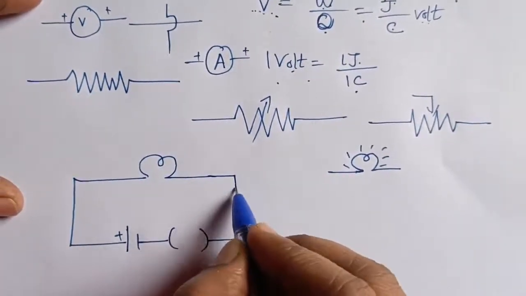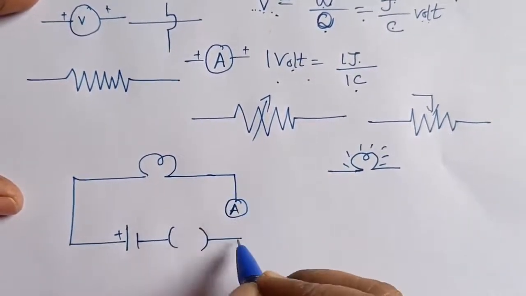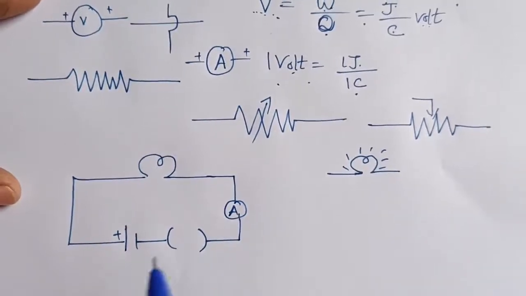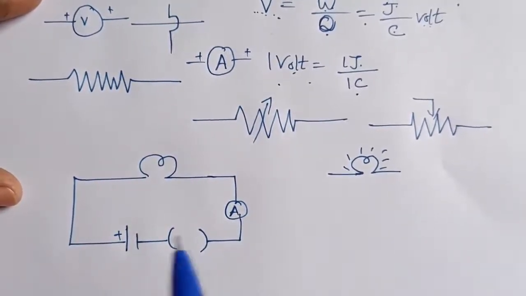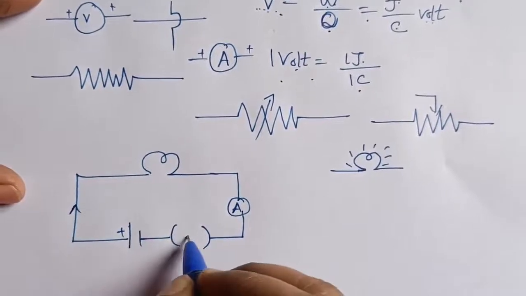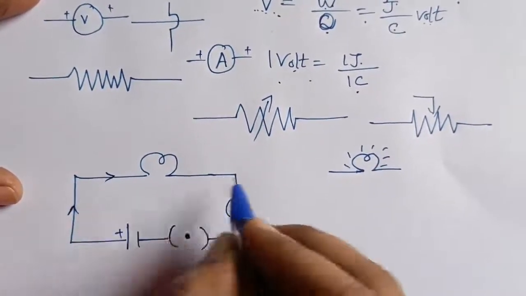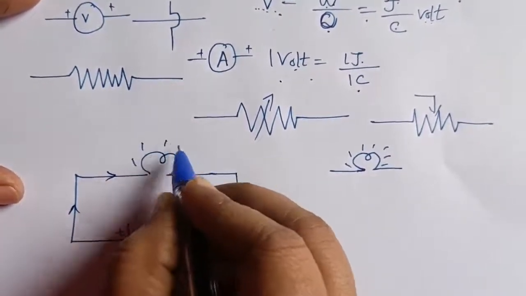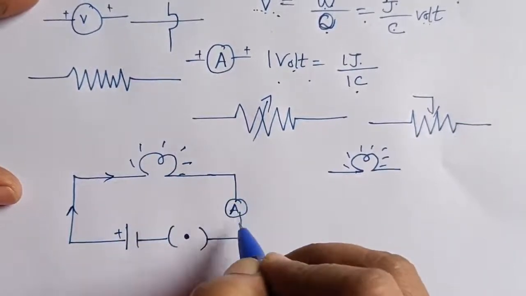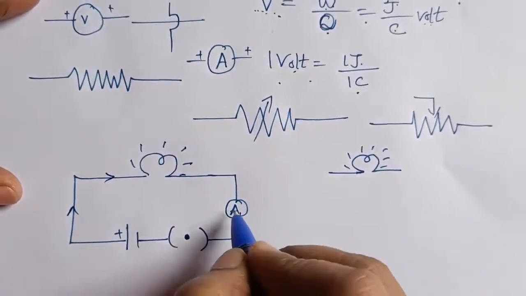So there is no electricity passing over here, because the switch is open. Once the switch is on, plugged in, then there will be a flow of electrons. Then the bulb will glow like this. And the current is measured by using an instrument called an ammeter.